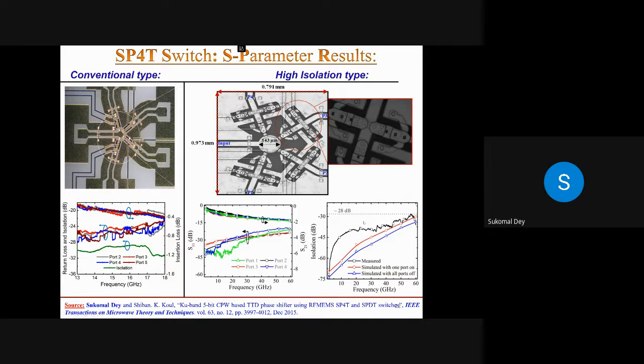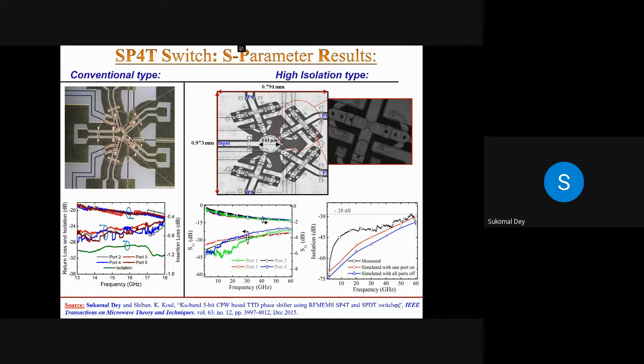If you see in this particular case, your isolation is better than 28 dB, but loss is up to 2 dB. But the interesting point to note here is that it is still up to you. If you design the switch matrix in such a way, if you see the center line, 143 micron is written over here, this is basically a power divider network.